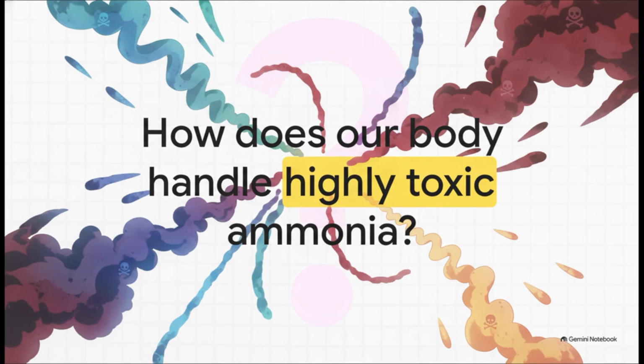So let's dive in. Why does this complex cycle even happen in our bodies every single day? As we break down proteins and amino acids for energy, our body produces a byproduct called ammonia. And here's the absolute kicker. Ammonia is highly toxic to our cells. Basically, our own body is constantly generating a poison that it desperately has to get rid of.